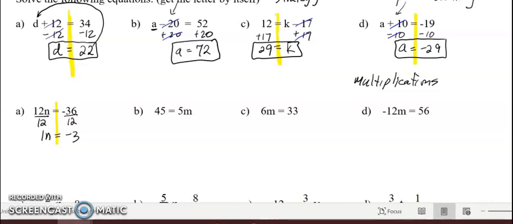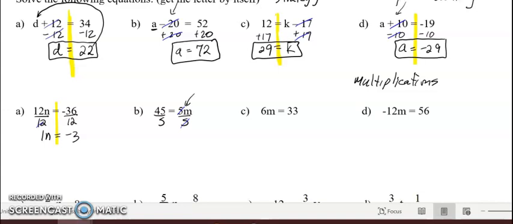In question B, I've got the 5m. I'm going to divide both sides by the coefficient of the variable. To eliminate a multiplication by 5, we're going to divide by 5. And whatever you do to one side, you're going to do to the other. Now, remember the secret for this. The 5 divided by the 5, those guys are going to just cancel out, right? It's going to be a 1.